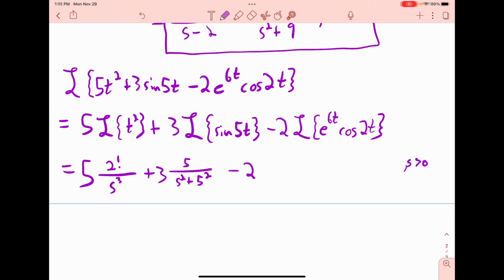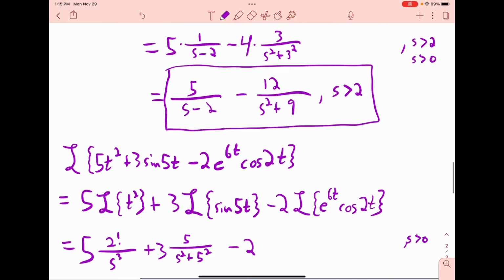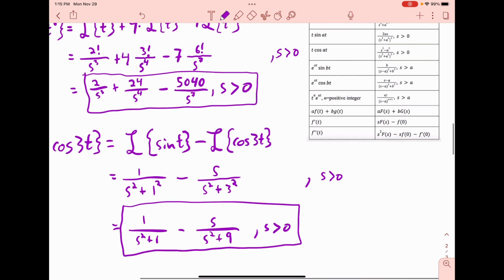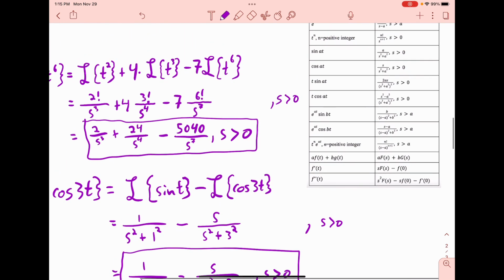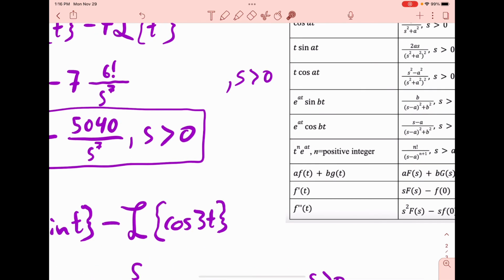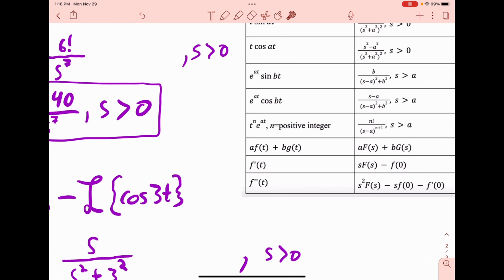So looking in our table, we're looking for e to a power times cosine, and it looks like we have just such a thing here, e to the at cosine bt. Notice there are two constants to keep track of now, the one that's in the exponential function, a, and the one that's by the cosine, b. And the form for that one looks like this. It's s minus a, where a is that in the power of the exponential function, over s minus a squared plus b squared. And the restriction is s is bigger than a.